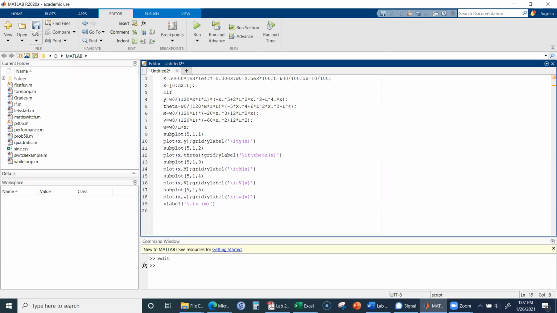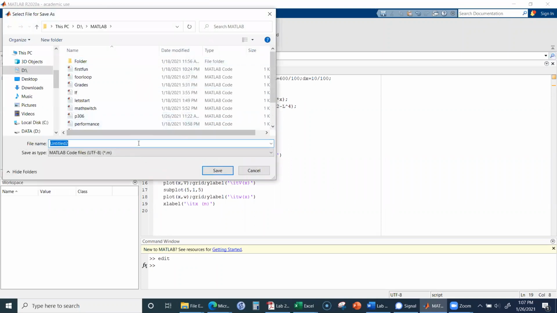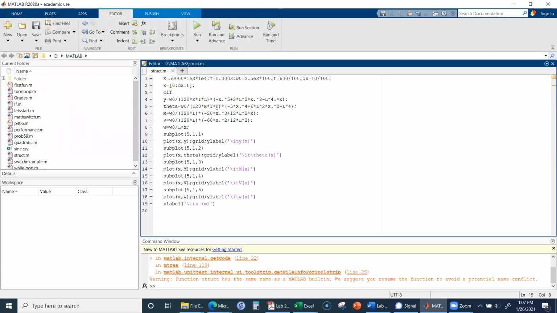Okay, so in this way, this script is created. When you create the script, you need to save the script as well. So you can save the script as structure, structural problem. Okay, so save. Once you have saved it, then you can run this code.